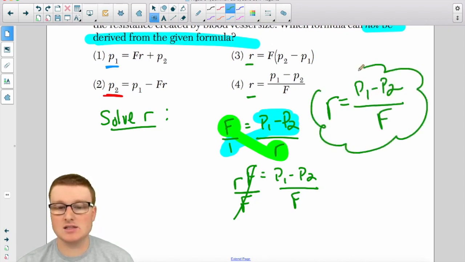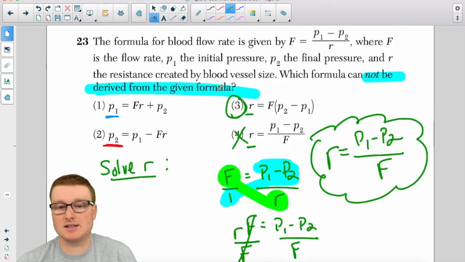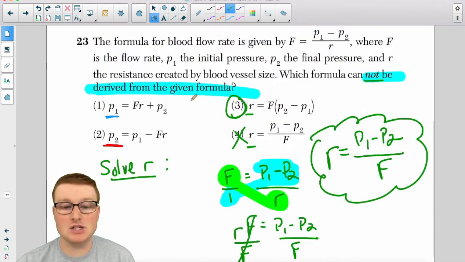This, ladies and gentlemen, is solving for R. So choice 4 is correct. Choice 3 is incorrect because it says which formula cannot be derived. Yeah, your answer is choice 3.